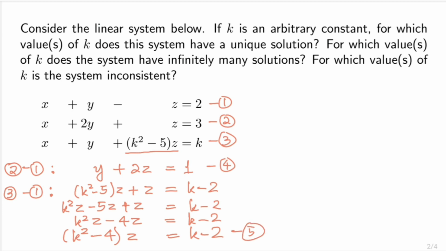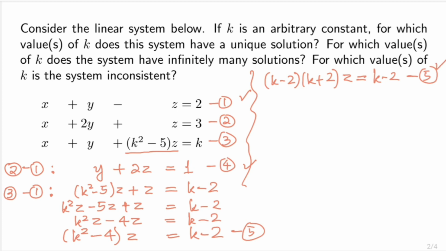Now, if we notice that we can factorize equation 5, we have on the left side k squared minus 4. That's a difference of 2 squares. So we can write it again as (k minus 2)(k plus 2) times z equals k minus 2. And this is equation 5. We just factorized k squared minus 4 as a difference of 2 squares. So we are left with equation 1, equation 4, and then equation 5.